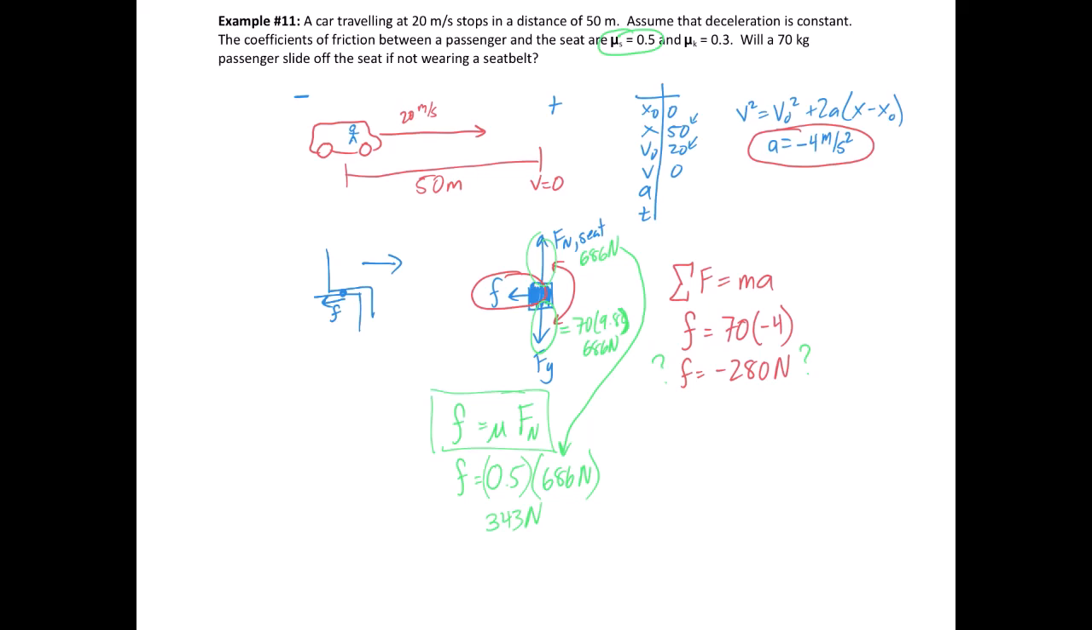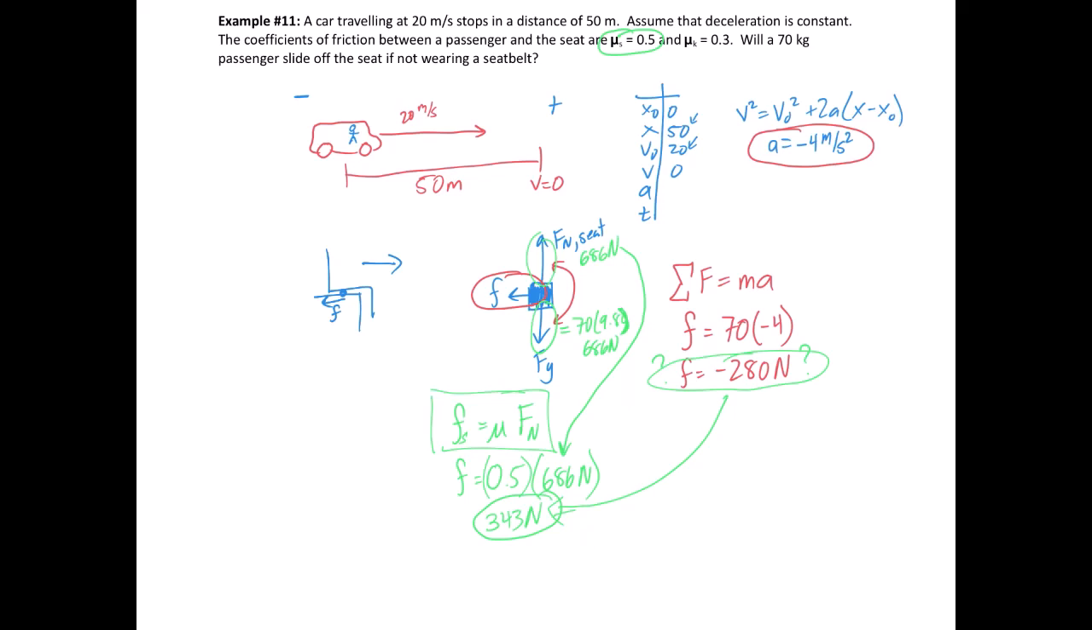So, the question here is, I need 280 newtons of force in order to not slide forward, in order for me to accelerate at the same rate as the car. The car seat is able to provide a maximum, because this is static, a maximum of 343 newtons. Therefore, can the seat provide enough friction? Absolutely. In this scenario, yes, the car is going to be able to stop me.